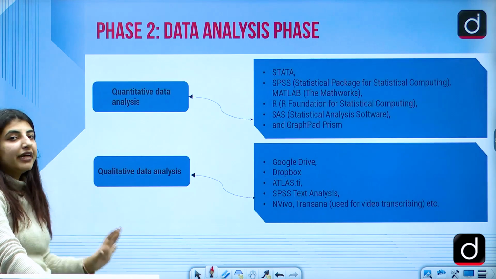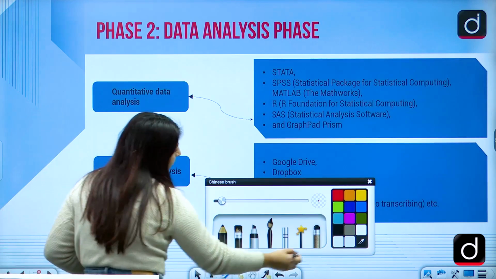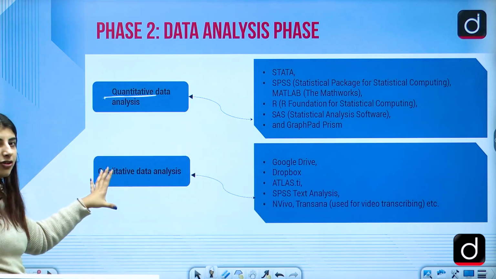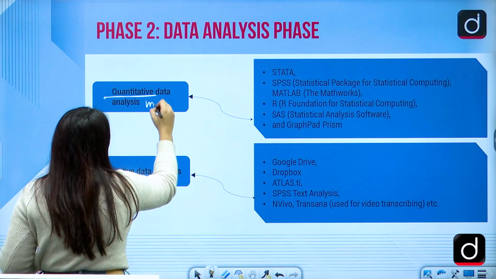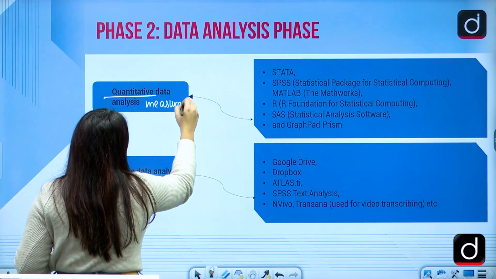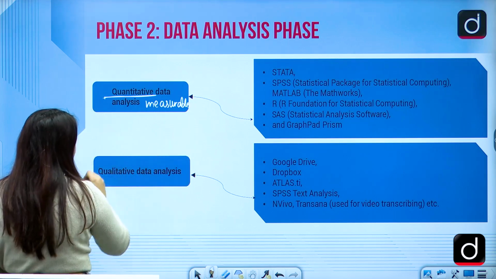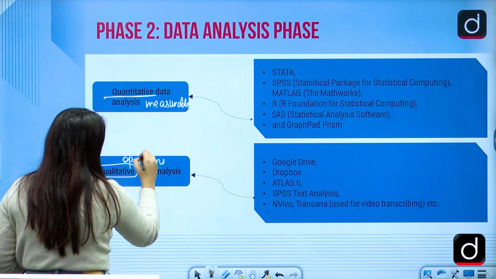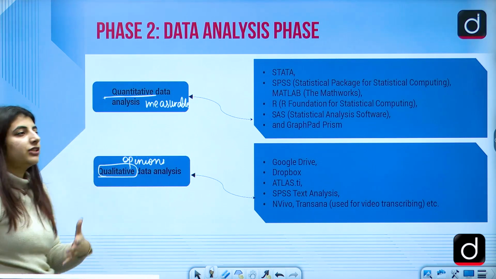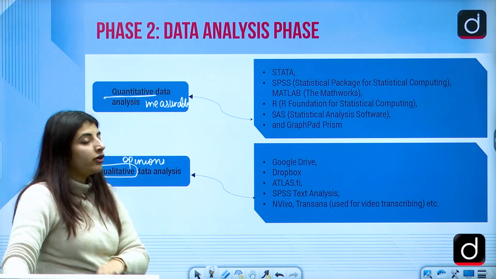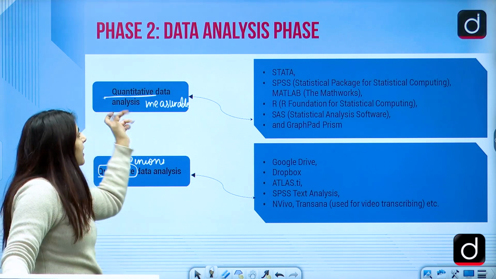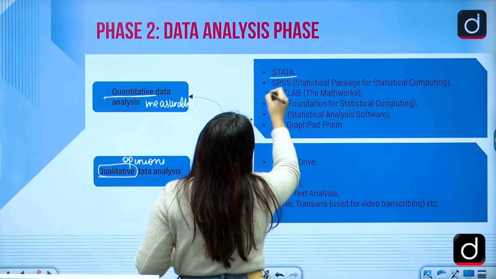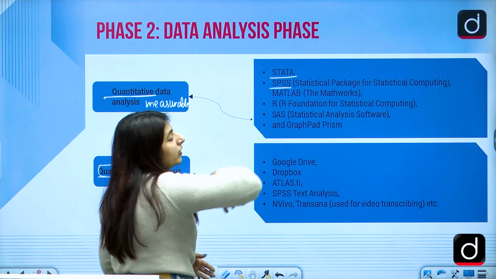Then we have phase 2. In phase 2 we can either collect data that is quantitative in nature, right, which is measurable, or data which is not measurable, which talks about opinions and all, that is qualitative in nature, which talks about something in depth, right? Not on the surface level, but in depth. So qualitative and quantitative data can be collected and SPSS can be used to store the same data.